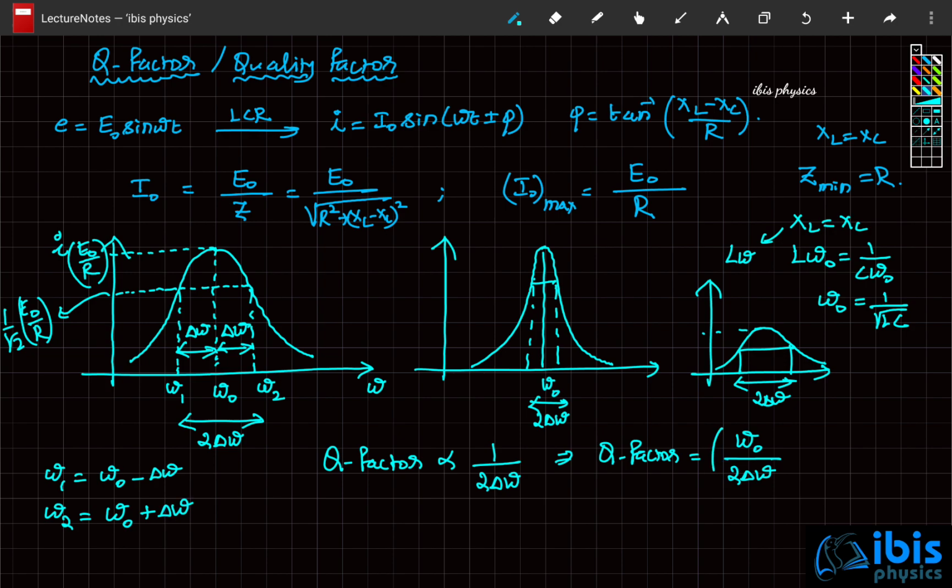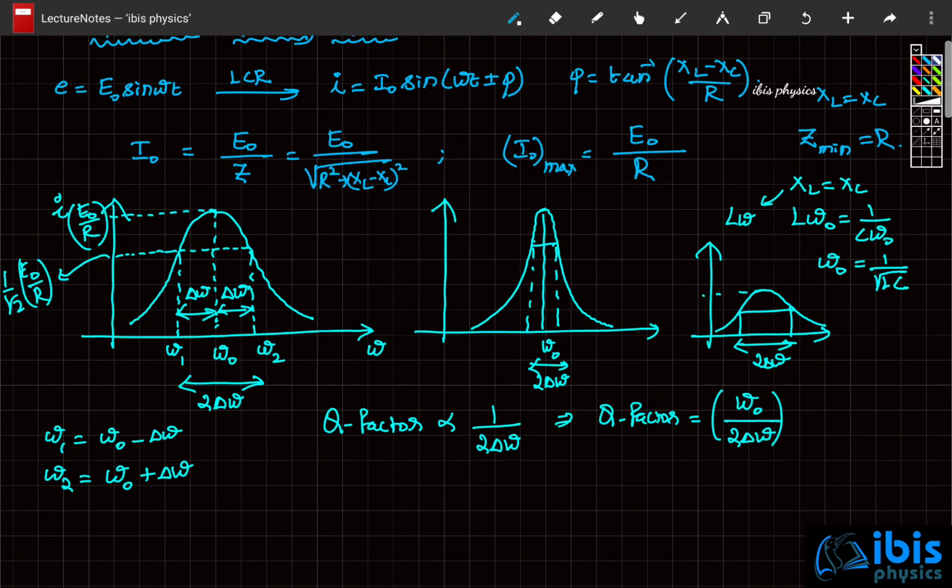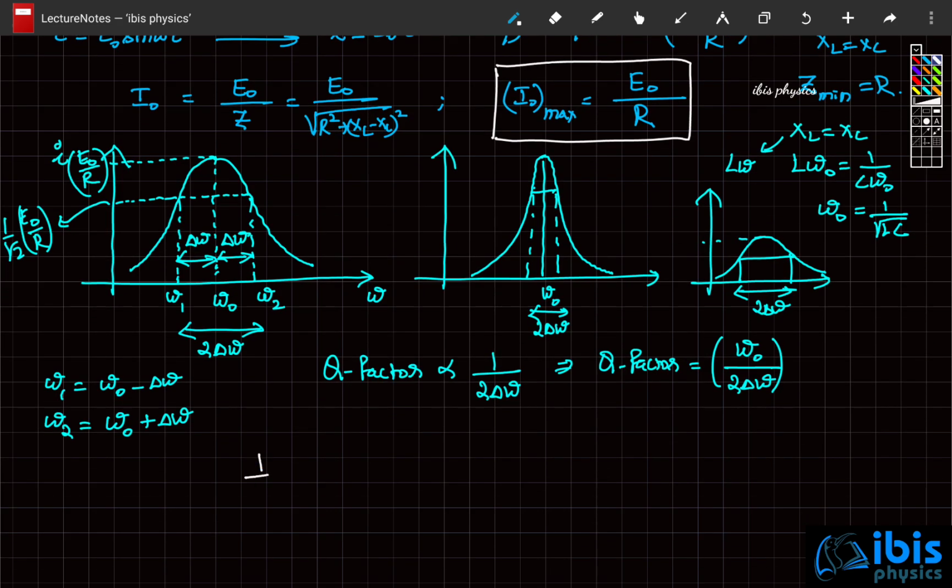So let us try to find the quality factor of the circuit. We are going to find it when the current is 1 by root 2 times the maximum current. So what is the maximum current? The maximum current is E naught by R. What is 1 by root 2 times the maximum current? 1 by root 2 times I naught maximum equals E naught by root 2 R.